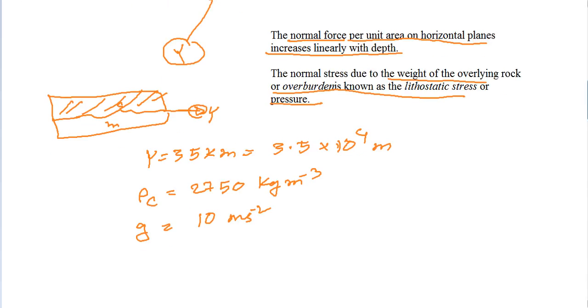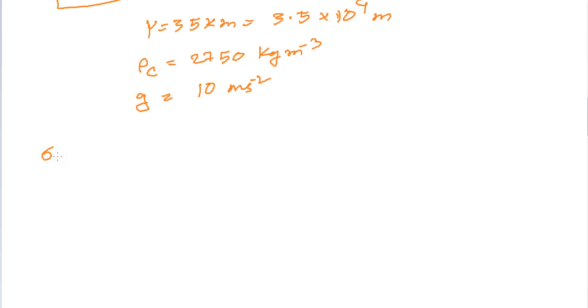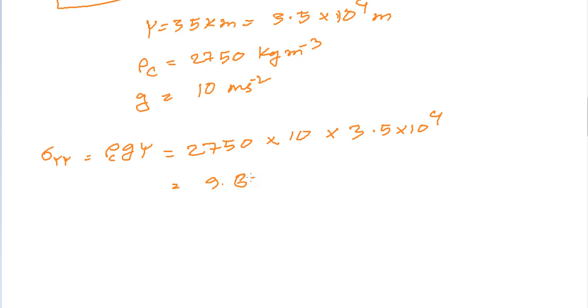So now from this equation we can calculate this. We know sigma yy equals rho c g y. So what is that? 2750 into 10 into 3.5 into 10 to the power 4. Then we get 9.625 into 10 to the power 8 Pascal, because the SI unit of pressure is Pascal.